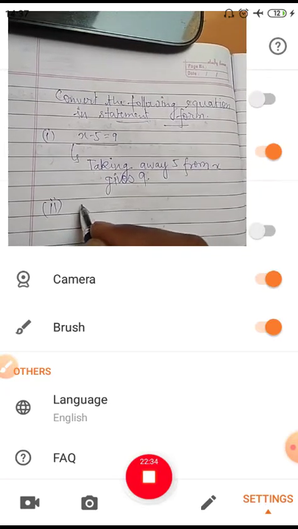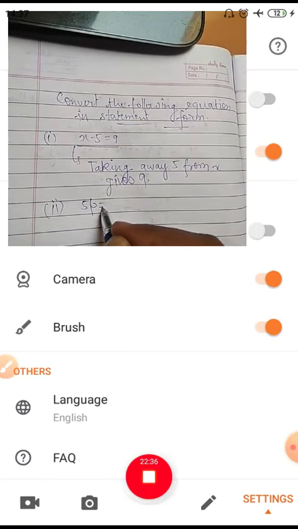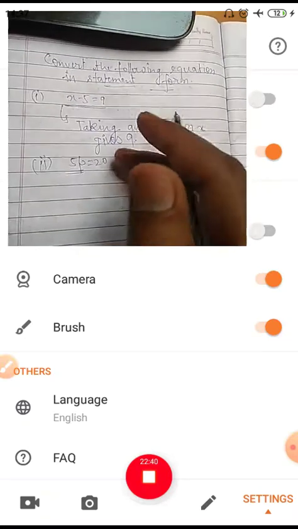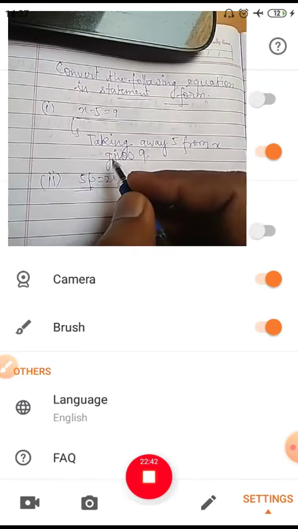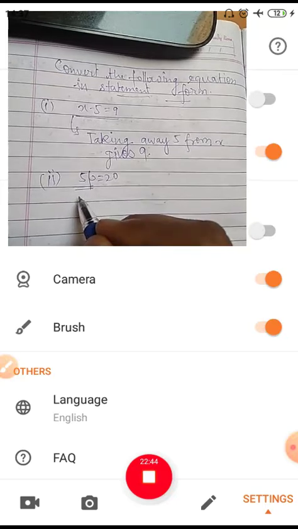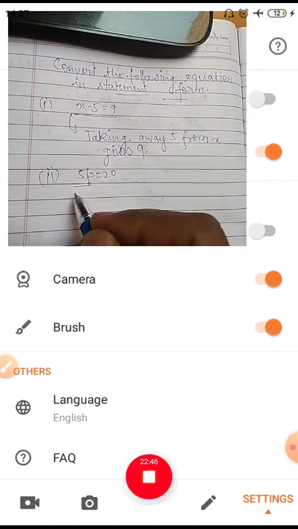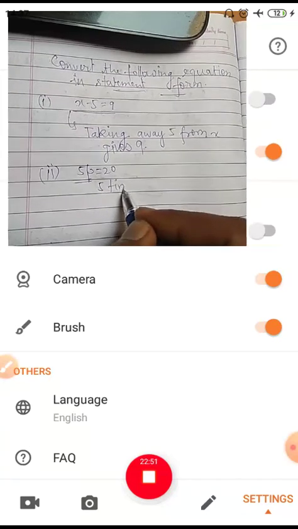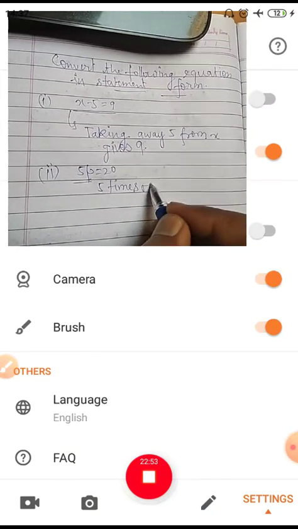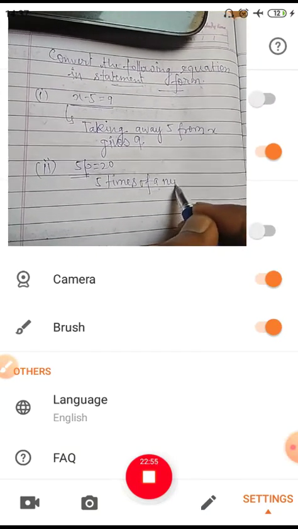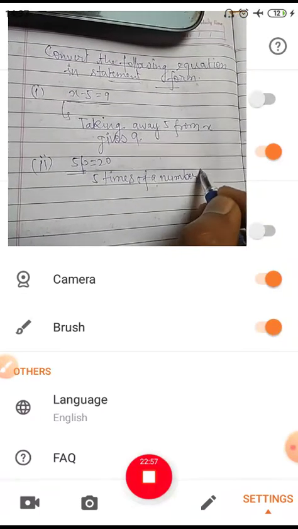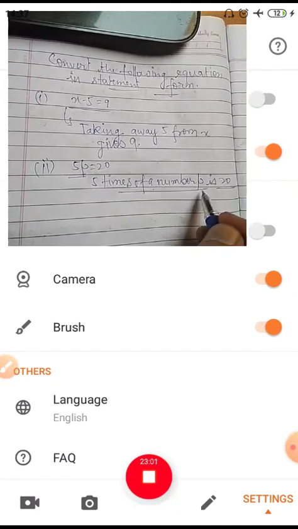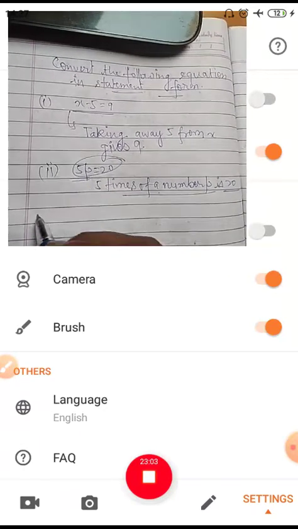Second is 5p is equal to 20. Here, what is 5p? 5p is a product of 5 and p. We can say it is 5 times a number p. 5 times a number p is 20. It is in statement form. It is an equation.